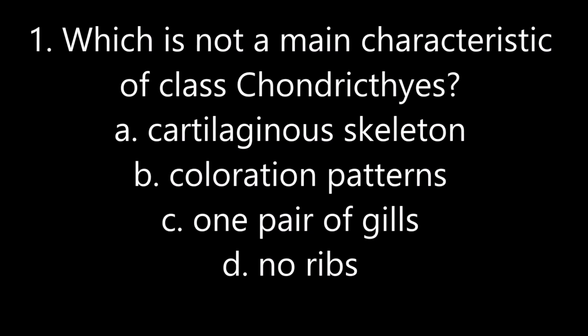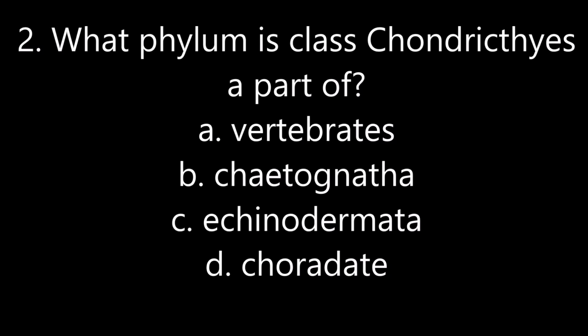Number 1. Which is not a main characteristic? A. Cartilaginous skeleton. B. Coloration patterns. C. One pair of gills. Or D. No ribs. The answer is C. Number 2. What phylum is class Chondrichthyes a part of? A. Vertebrates. B. Chondrichthyes. C. Echinodermata. Or D. Chordata. The answer is D. Chordata.